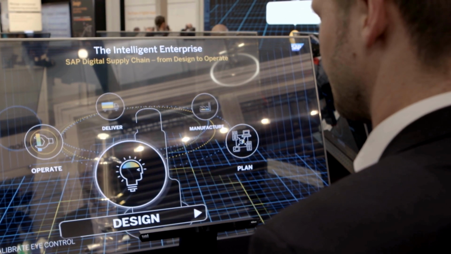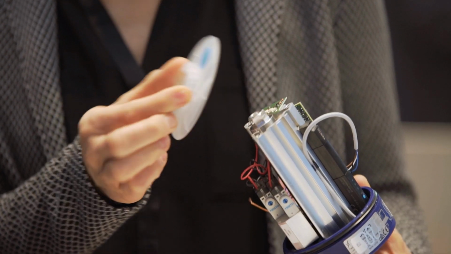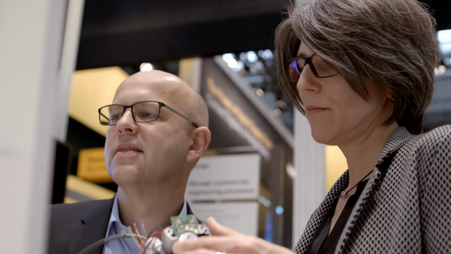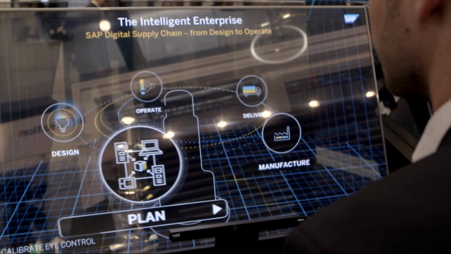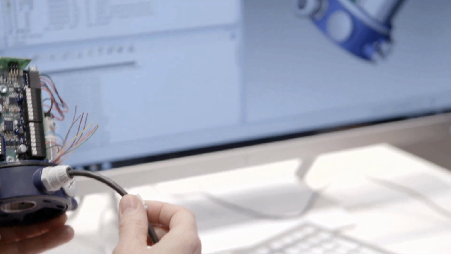We are here in the first phase of our design to operate process. We are examining an intelligent valve from a functional and logical point of view. Therefore, we bundle the mechanical, electronical, and software design, and this creates the basis for all the value-added processes that follow: planning, manufacturing, delivery, and operation. So in principle, our design phase is the birth of the digital twin.